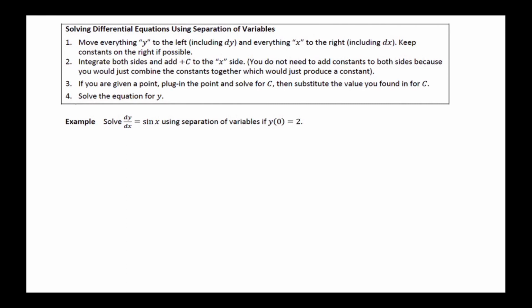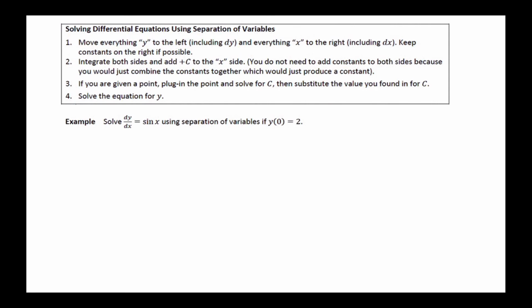So if needed, this is how we solve by separation of variables. We move everything with a y to the left side of the equation. We move everything with an x to the right side of the equation. Even dy and dx, we separate those. Any constant that doesn't have a y or x goes to the right.